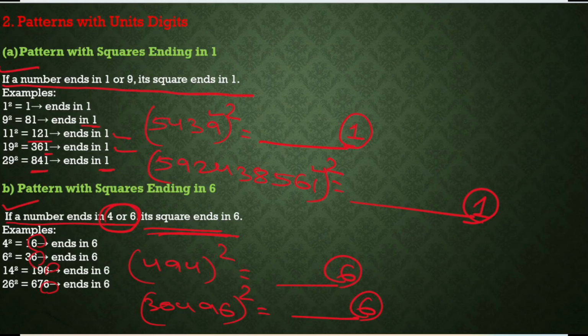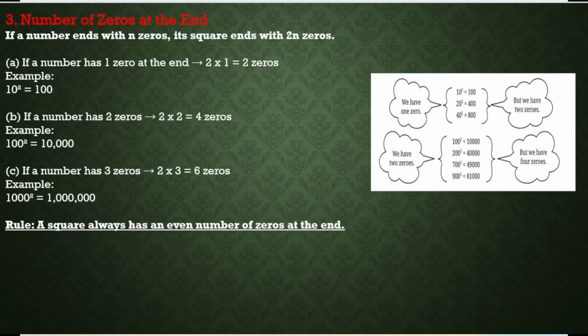Clear? Next question: if a number ends with n zeros, its square ends with 2n zeros. So what is 10 square? 100. 10 has one zero and its square has two zeros, and 100 has two zeros, so its square has four zeros. 1000 has three zeros, so its square has six zeros. So we get a rule: a square always has an even number of zeros.